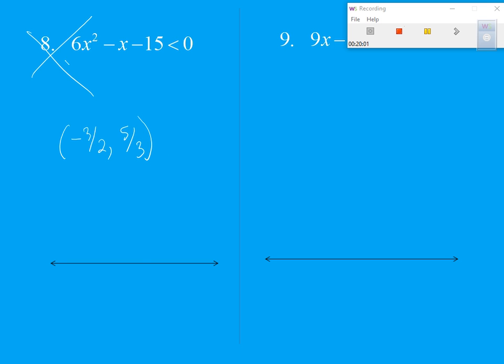But now number 9, I've got 9x minus 3x squared is greater than or equal to 0. So we're looking for the positive intervals again. Well, the golden rule of factoring says take out whatever they have in common. So I'm going to take out a 3x, which leaves 3 minus x is greater than or equal to 0. Makes my critical numbers x equals 0 and x equals 3.